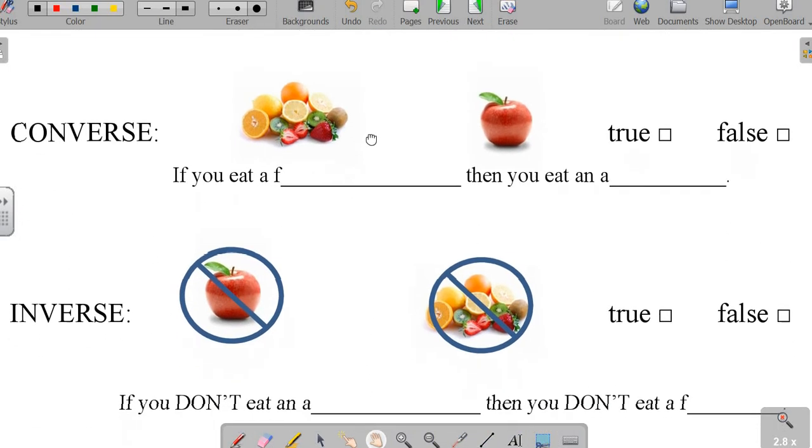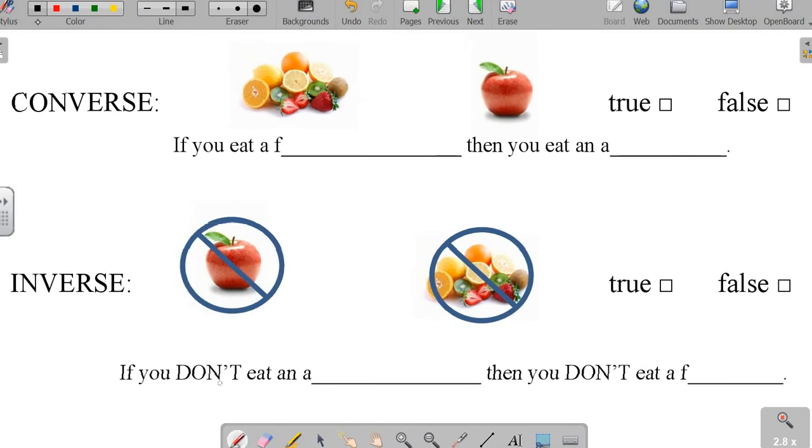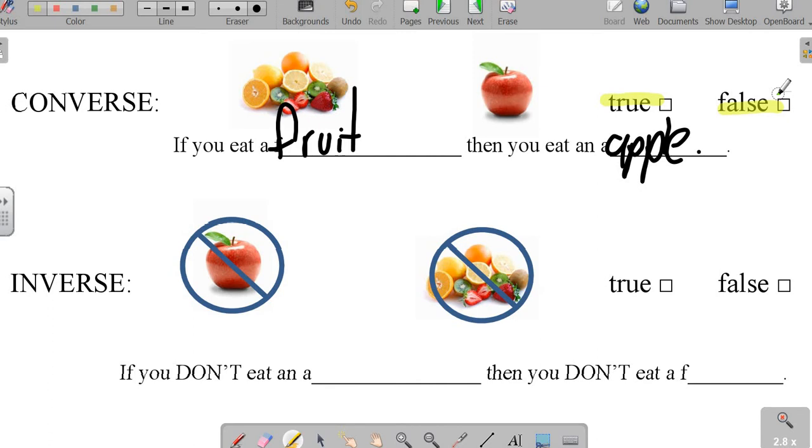Let's come down here to the converse. If you eat a fruit, then you eat an apple. You have 5 seconds to determine whether or not that's an always true statement. Not a sometimes true, an always true. That would be false because there's an exception. If you eat a fruit, you could be eating a banana. And if you're eating a banana, you're not eating an apple. So the converse in this case, because it's not always true, we say false.